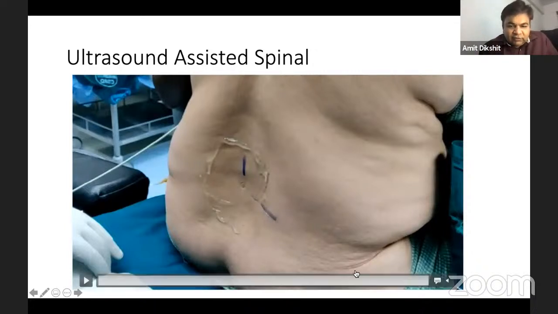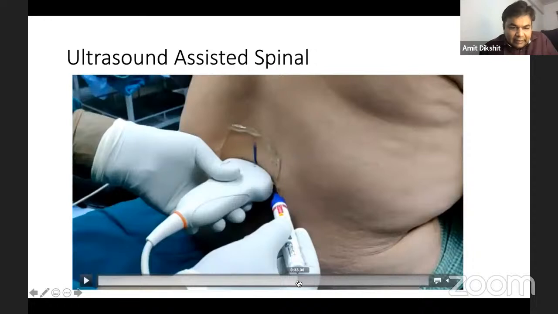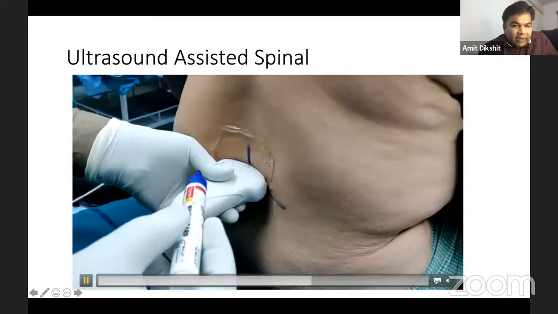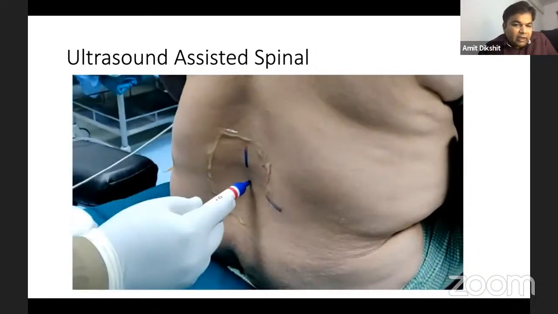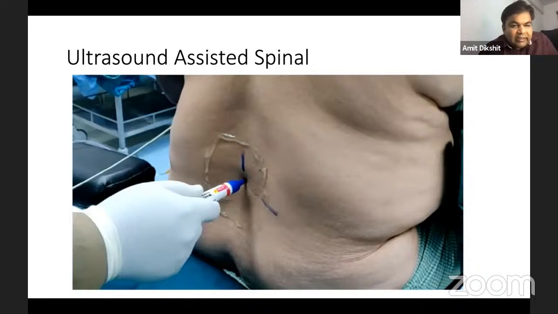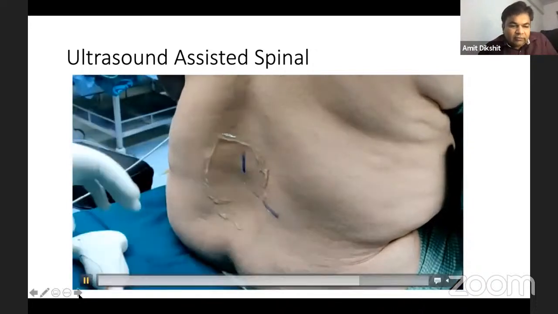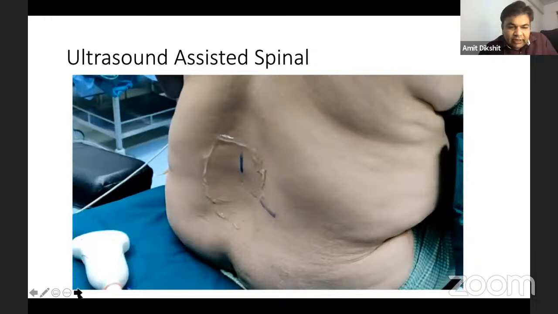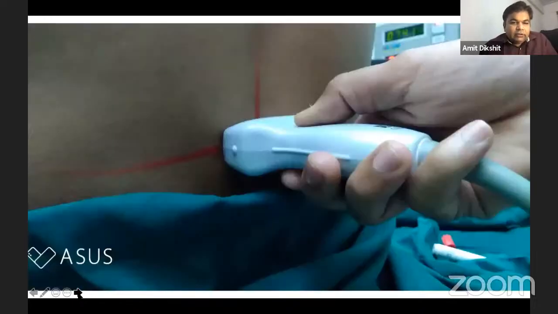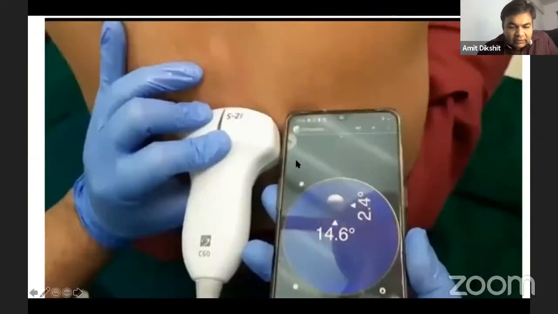What we have found is if somebody is taking 10 attempts for doing spinal, then with ultrasound, it is reduced to 2. And for practical purpose, I'll show you my study as well. We are getting it in single puncture, if both the posterior and anterior complexes are seen. All right, so this is how we do the marking part. We keep it simple. And there are other aspects to it where we can see exactly the angle with the use of a clinometer bubble app, which is available with Android phones.